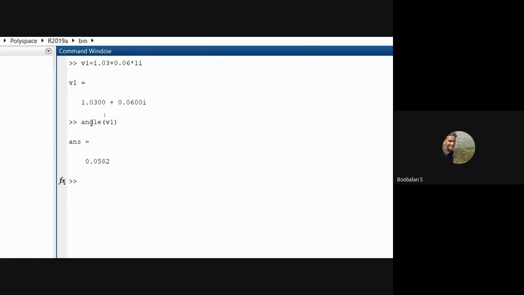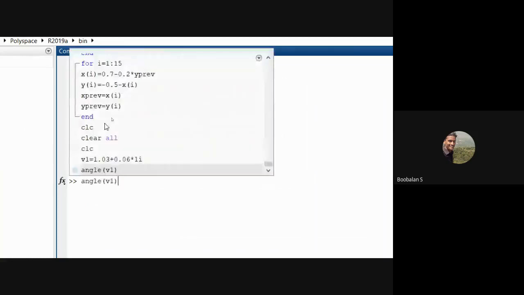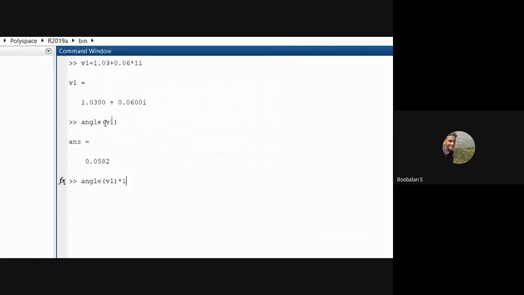So we need to rearrange this equation once again: angle of V1 into 180 degrees, divided by 3.14, that is pi. You can type 3.14 or just type pi, no issue, both are the same. So you can calculate my angle. The angle will be 3.33 degrees. So this is the simple way of calculating it.